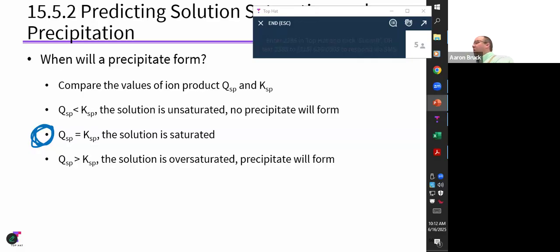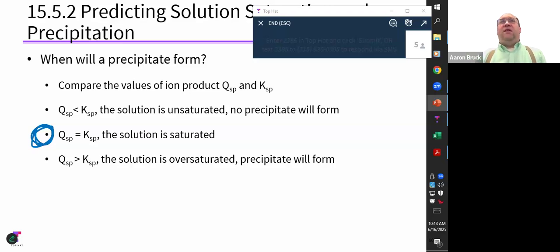And so when it comes to the question of, okay, how do I know when a precipitate's actually going to form in a reaction? The answer is relatively simple. Going back to our concept from last chapter about Q, I can compare the value of Q to the value of my equilibrium constant K, and that's going to tell me what's going to happen.